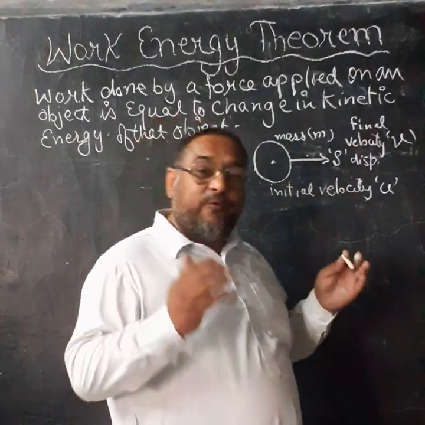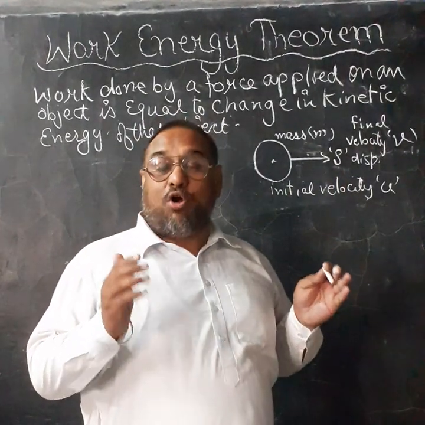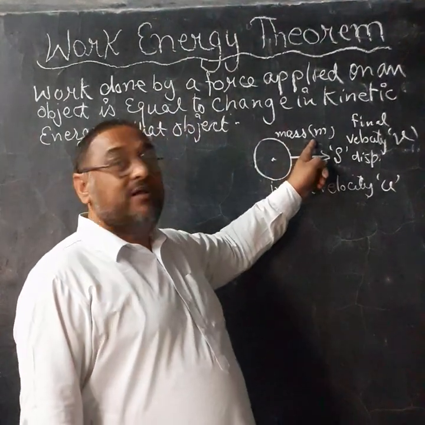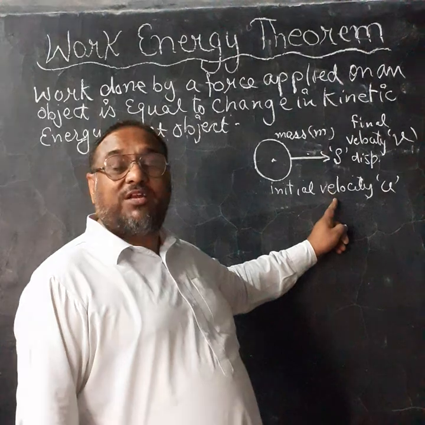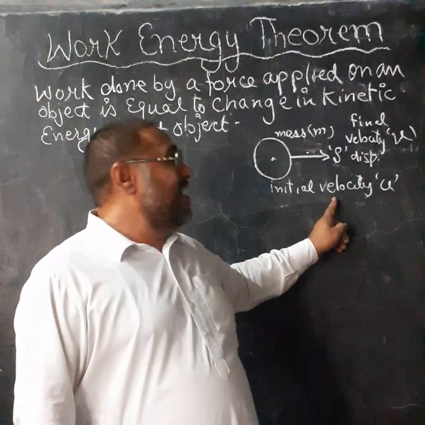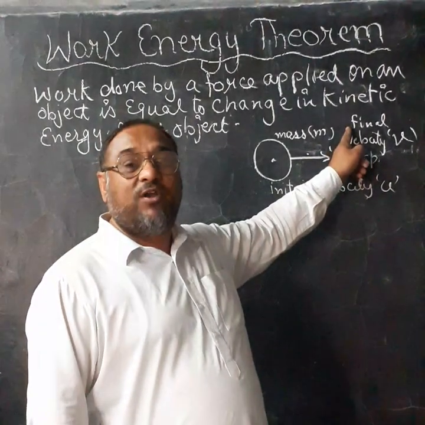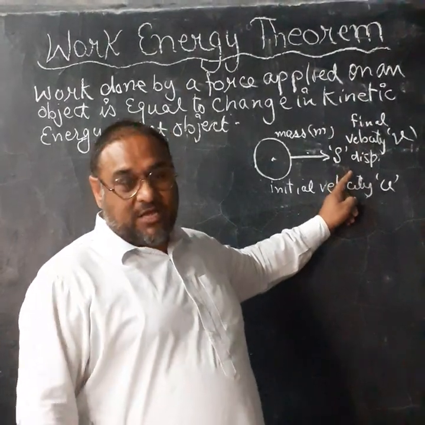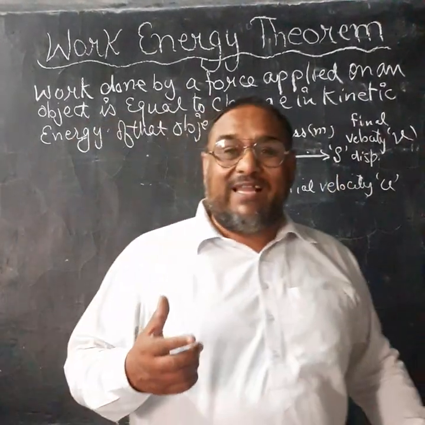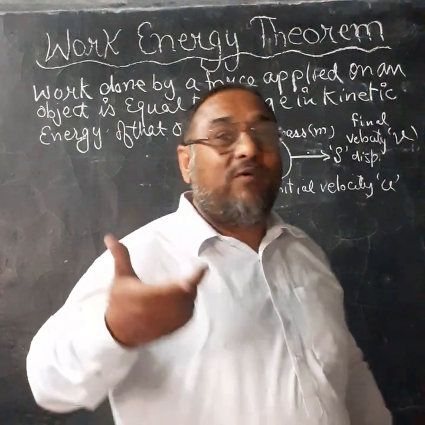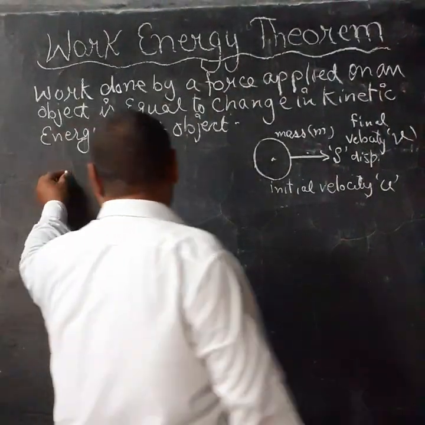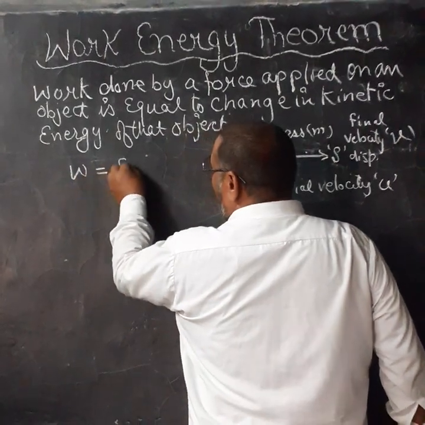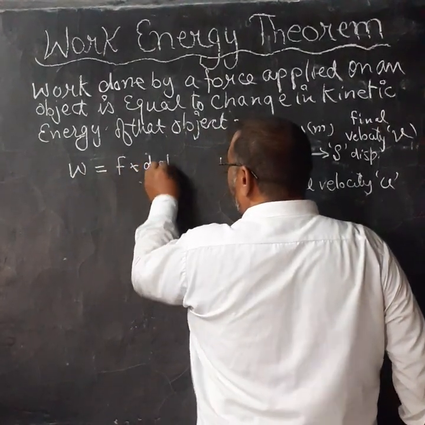That means if you apply a constant force on the mass m, it will have an initial velocity u, and it will attain a final velocity v after making a displacement s. If the displacement is made, that means work is done. So now we know work done is equal to force into displacement.